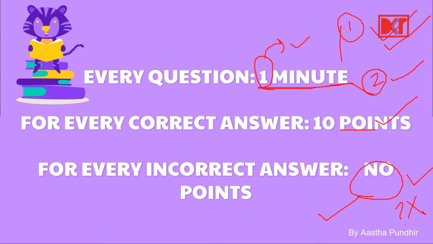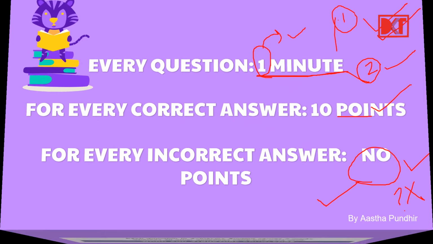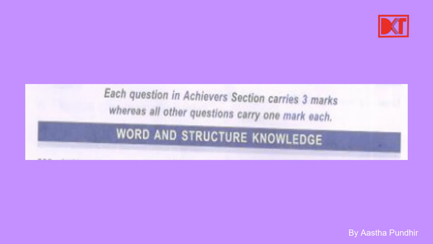Alright, so let's start. Okay, so now we start off with the final paper. Here we are given a few instructions that you see each question in the Achievers section carries 3 marks, whereas all of the other questions carry 1 mark each. And so the first section here is word and structure knowledge. Let's start.